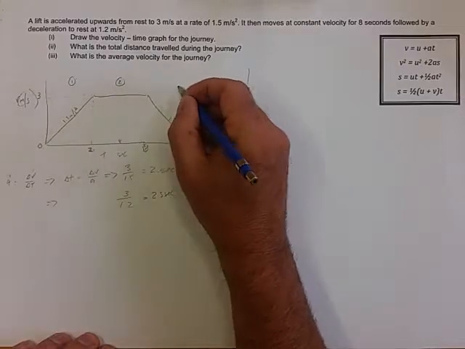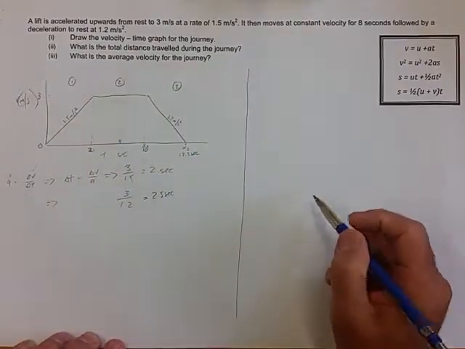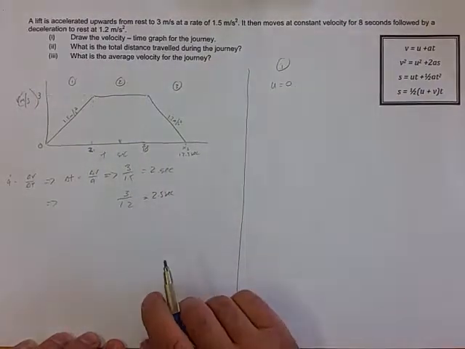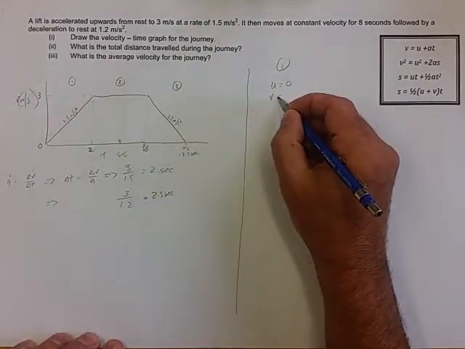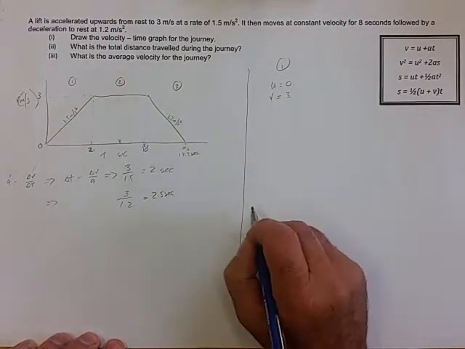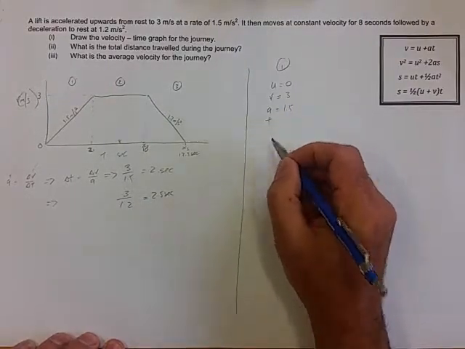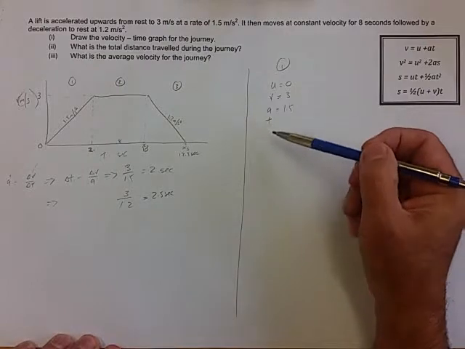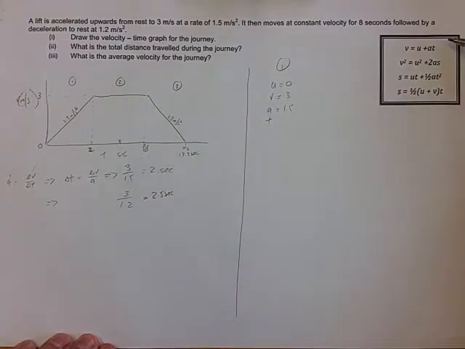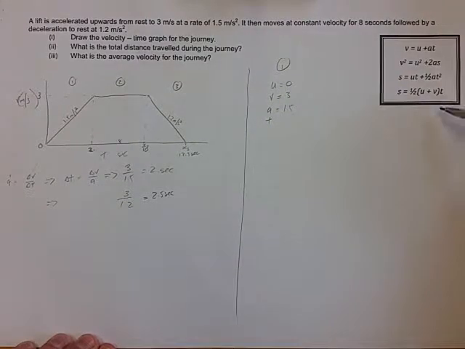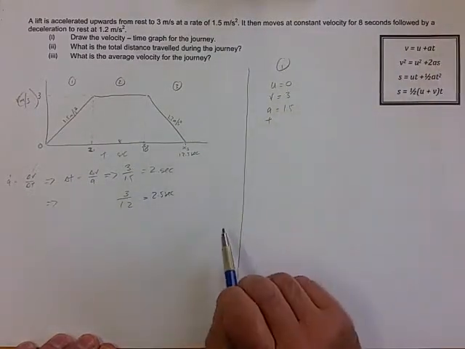So 1, 2, 3. So if we go to section 1, we know that u equals 0, so this is for section 1 only. We know that v equals 3, and we know that a equals 1.5, and we're looking for t. So u, v, a, and t. So we move over to these formulas, and only one of these formulas will have all those 4 components in it, and it's the first one there.